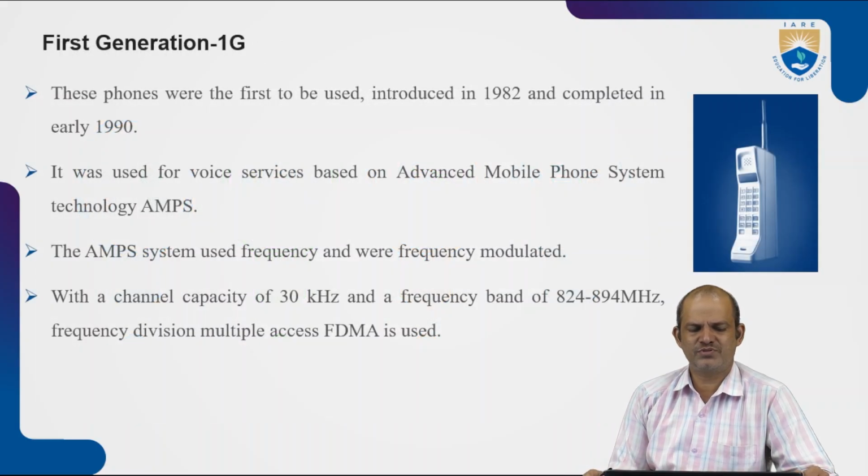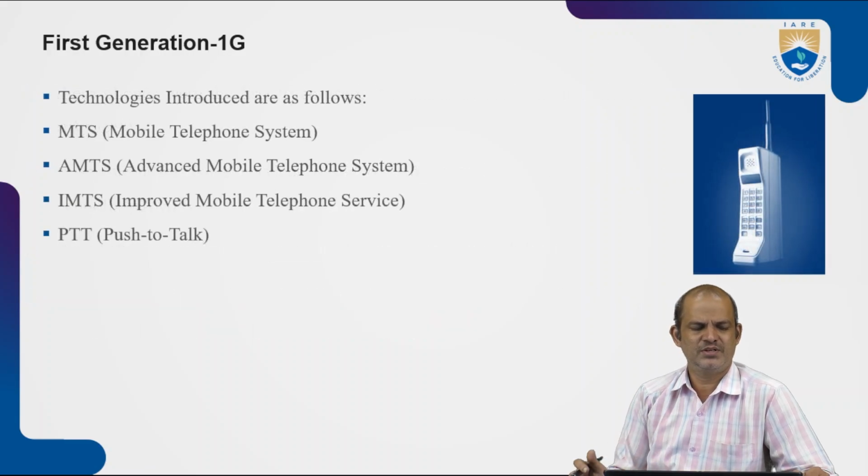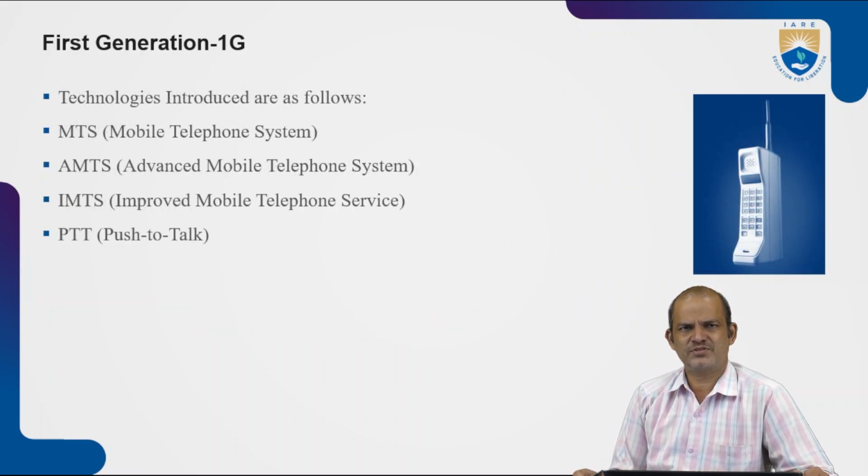First generation, these phones were the first to be used in 1982, completely in 1930. It was used for voice messaging. 1G phones are used only for voice and AMPS, advanced mobile phone technology. The AMPS system used frequency modulation with channel capacity of 30 kHz and a frequency band of 824 to 894 MHz, and FDM, frequency division multiplexing, is used. In the 1G, technology involves MTS, mobile telephone system, AMTS, and push to talk. Those are some of the technologies we are using in 1G.